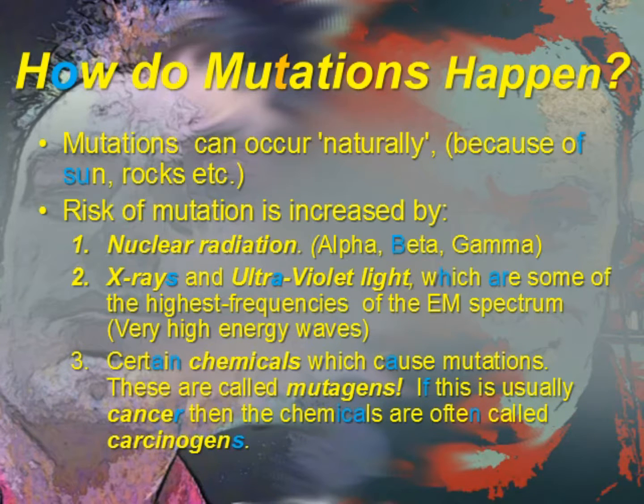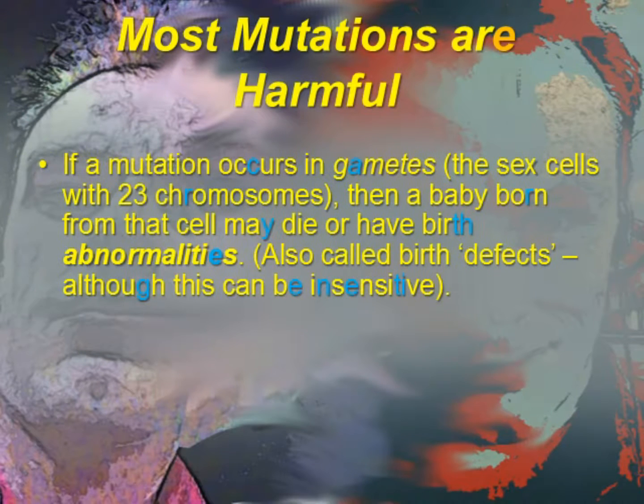And certain chemicals also cause mutations, which we call as a group mutagens, chemicals that can mutate you. If the mutation is usually cancer, then we have another name for those chemicals. We call them carcinogens. So most mutations are likely to be harmful.